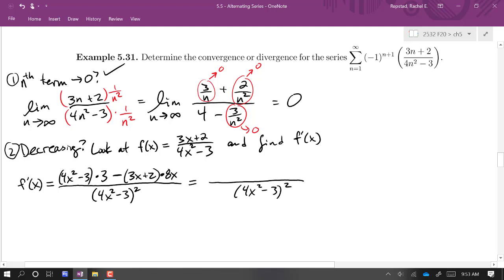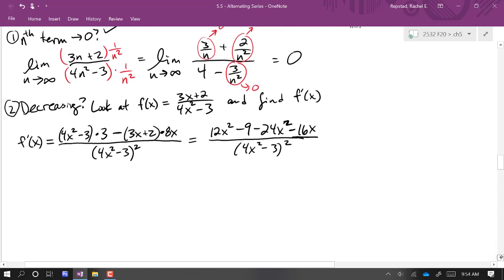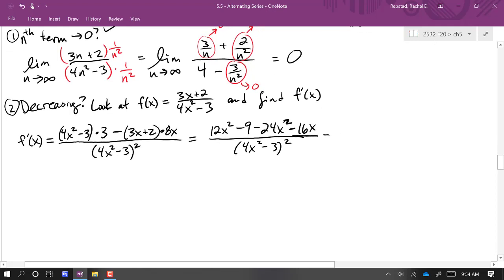And we could do some algebra. I'll distribute the 3 and then the 8x, so we get 12x squared minus 9 minus 24x squared plus 16x. Minus 16x. So combining like terms, we get negative 12x squared minus 16x plus 9 over (4x squared minus 3) squared.